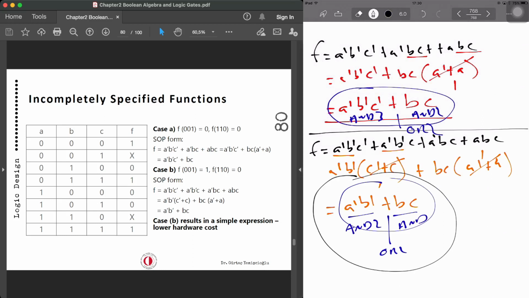Fewer literals means less interconnect and wiring. So we prefer to use this one. So as you can see how the x's are actually affecting the equation. We have to be really careful how we make this assumption: either x is 0 or x is 1.